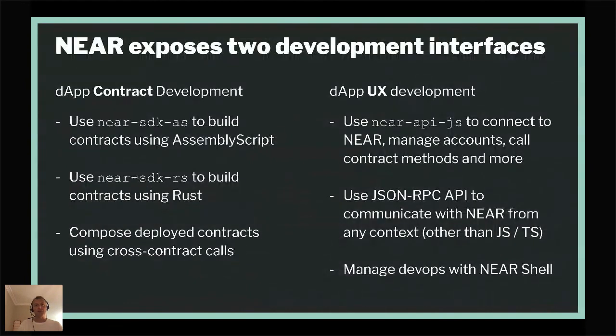Okay. So what just happened, as we built that, assuming that you took a minute to do that and stood it up and saw that work, then you've got basically two sides of development. On the contract side, NEAR SDK, AssemblyScript (AS) or Rust (RS). You build out the user experience using NEAR API JS or the JSON RPC if you're not working in a JavaScript context. That's how you build on NEAR: contracts and the front end.